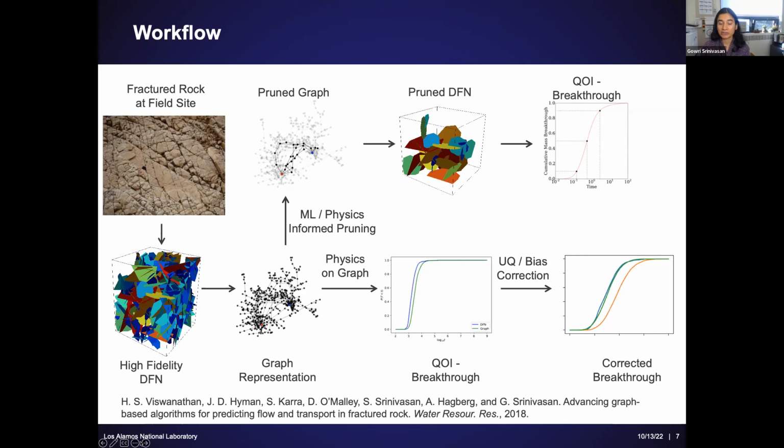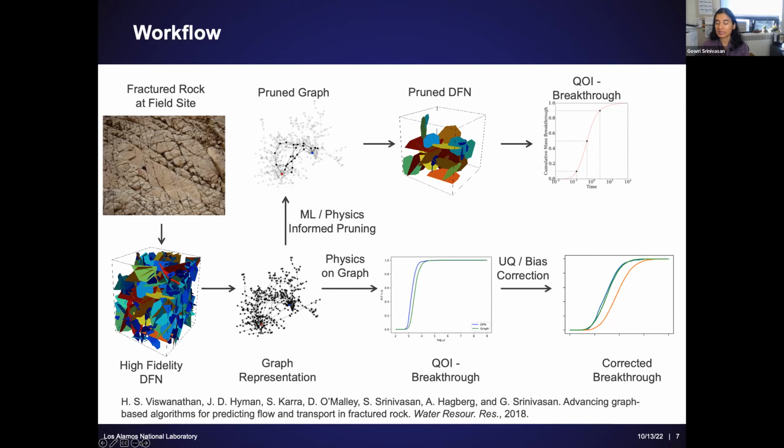Because remember, eventually, what we would love to be able to do is run this model that's on the bottom right, left, the high fidelity DFN. If we could, we would want to run that millions of times. But we're trying to be clever and see, can we use machine learning? Can we use graph theory? Can we use all of those tools that we have available to us to reduce the complexity of the problem and yet not give up a whole lot?